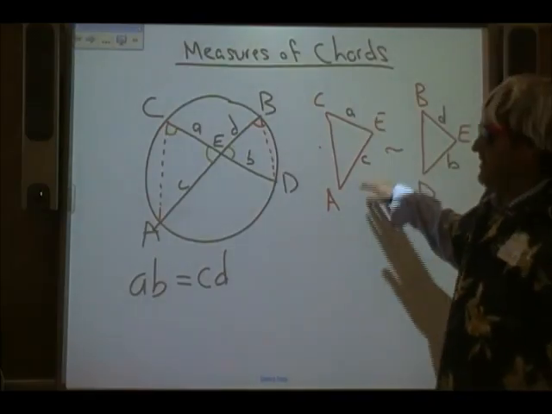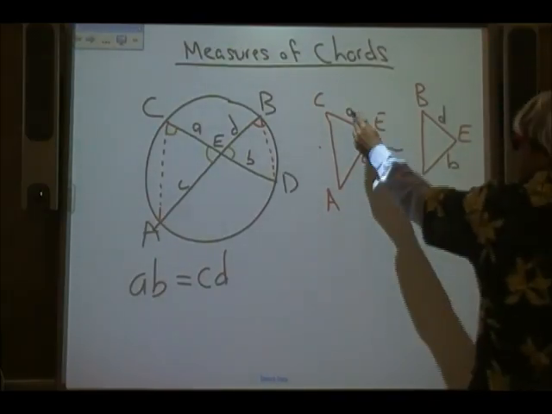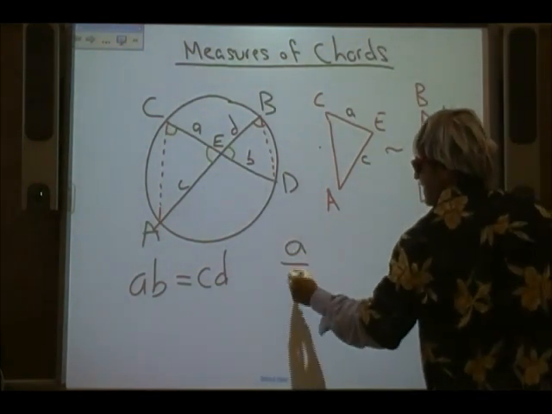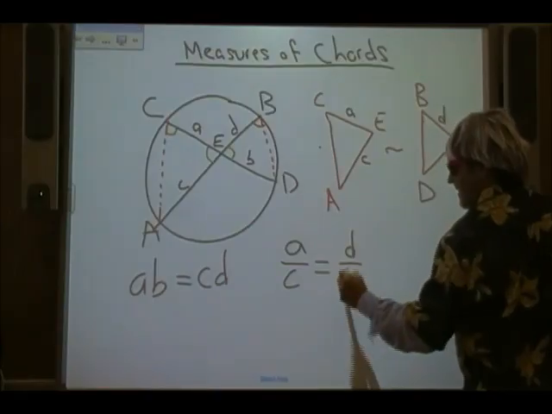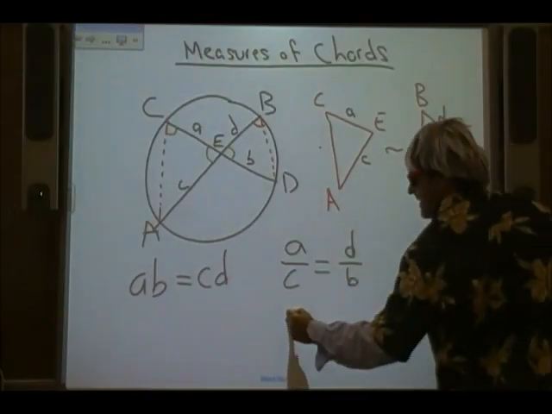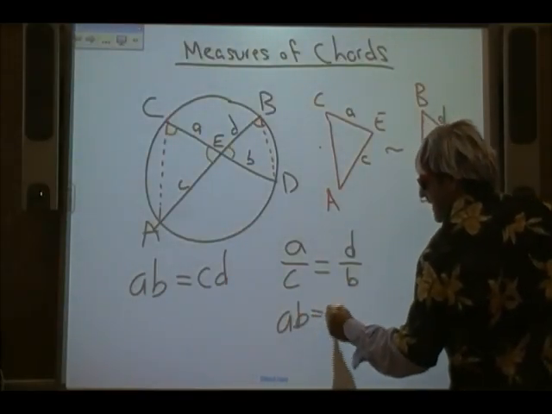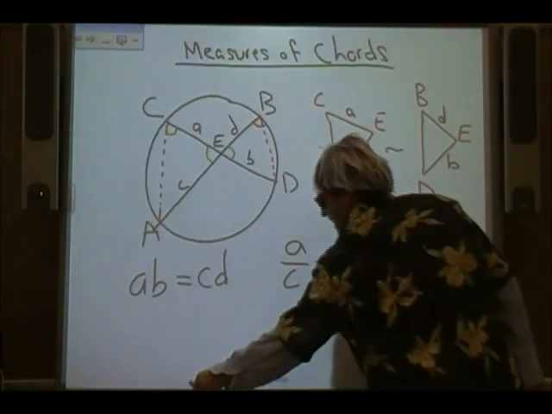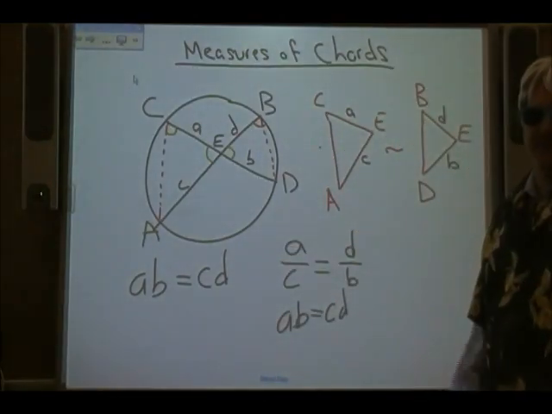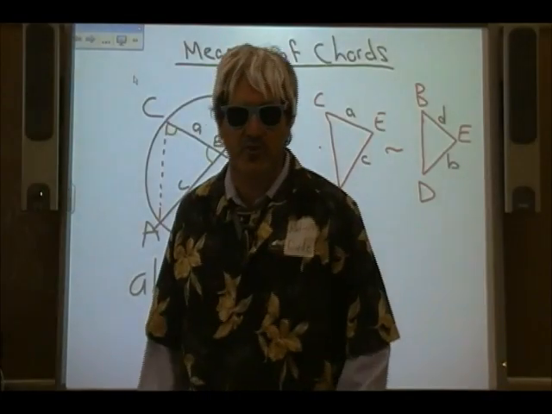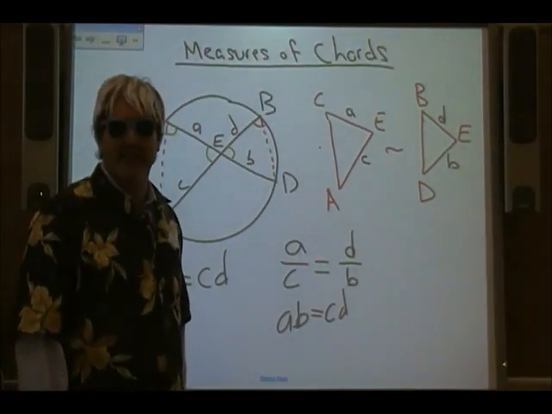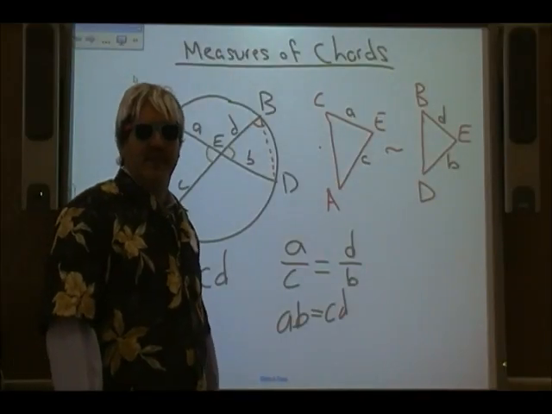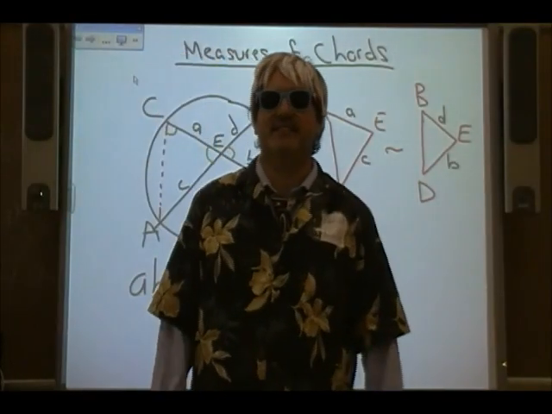Now all I have to do is set up a proportion. A is to C as D is to B. And then cross multiply and you have AB equals CD. That is there. So we just proved the measures of the chords, how they're related to each other. The intersecting chords, that is.